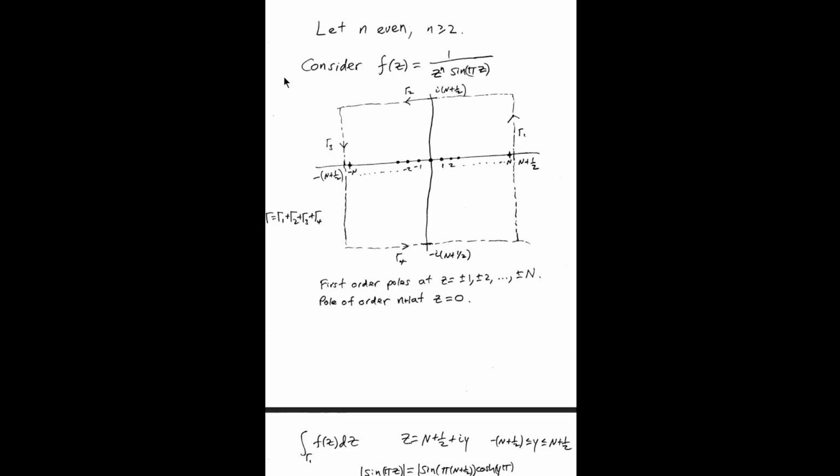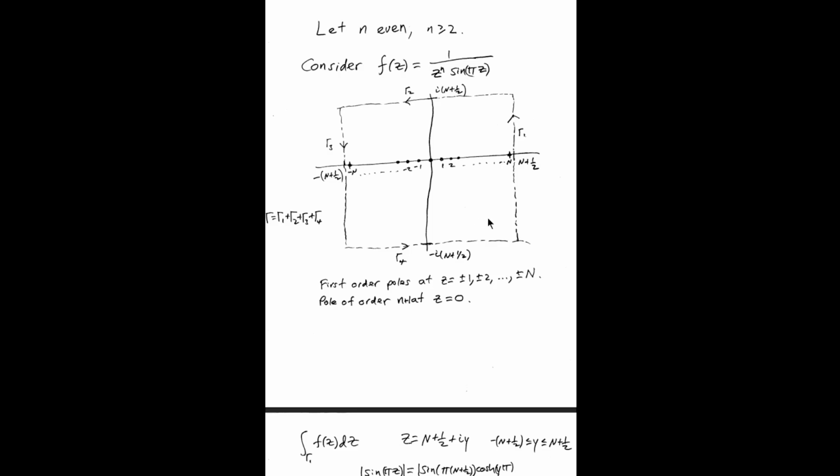In that regard, let's consider the function f of z equal to 1 over z to the n times sine of pi z. I drew a diagram of the path we're going to use. This is a square, and we're going to call the whole path gamma, broken down into 4 separate paths: gamma 1 plus gamma 2 plus gamma 3 plus gamma 4.